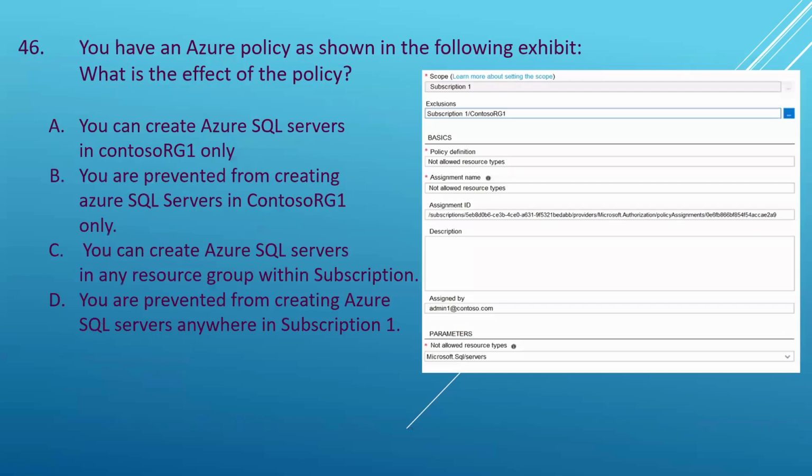Question number 46. You have an Azure policy as shown in the following exhibit. What is the effect of the policy? Your options are: you can create Azure SQL servers in Contoso RG1 only. You are prevented from creating Azure SQL servers in Contoso RG1 only. You can create Azure SQL servers in any resource group within subscription. You are prevented from creating Azure SQL servers anywhere in subscription one.